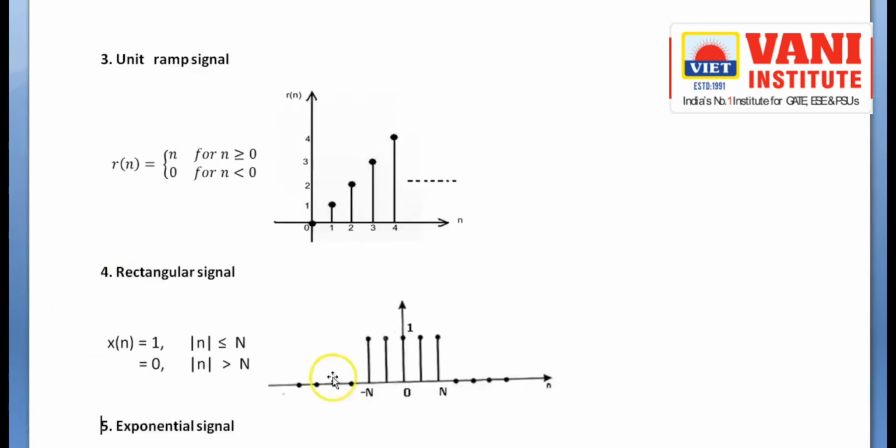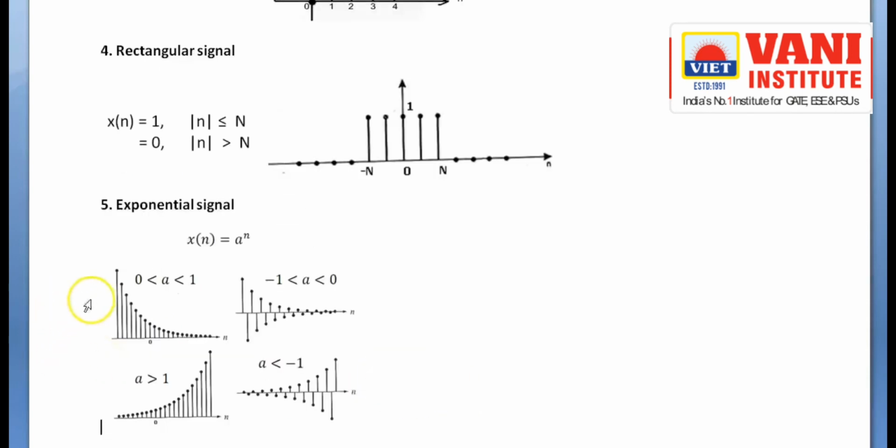Next one is a rectangular signal. Its value is 1 from minus n to n. Next one is an exponential signal. a power n is called exponential. For different a values, the diagrams are like this. When a is between 0 and 1, it is like this. If it is minus 1 to 0, it is like this. a more than 1, like this. a less than minus 1, it's like this.